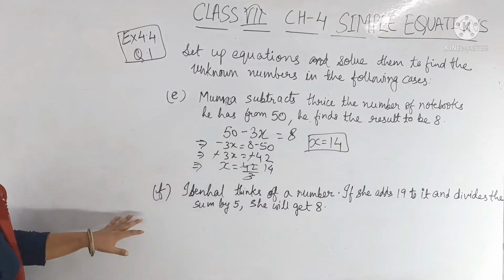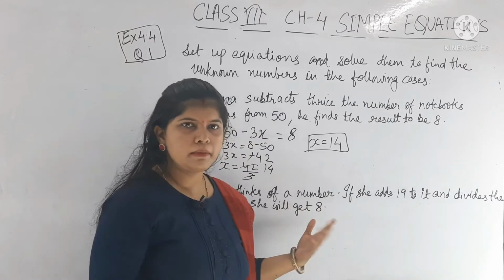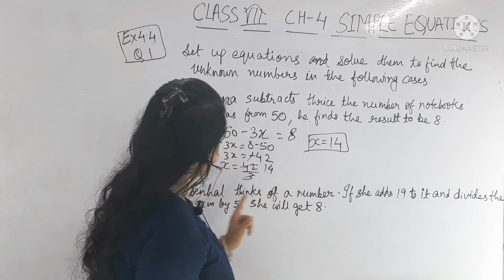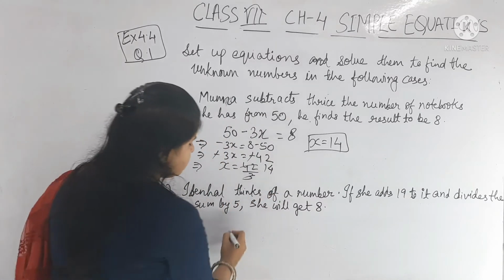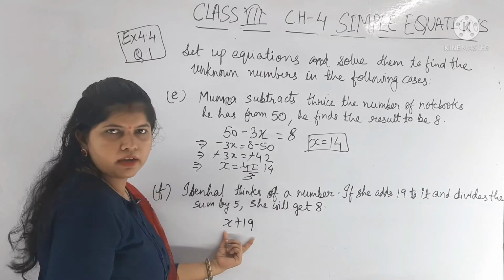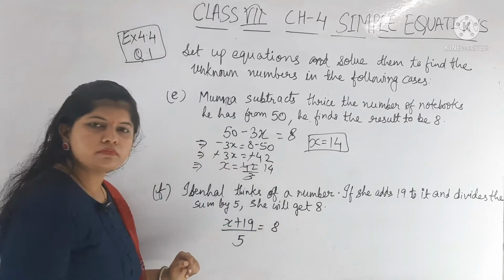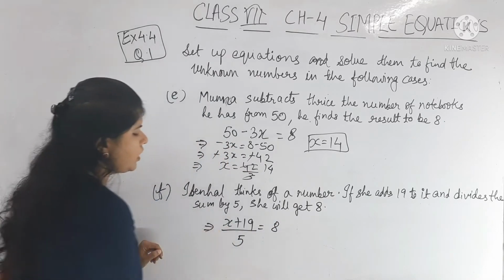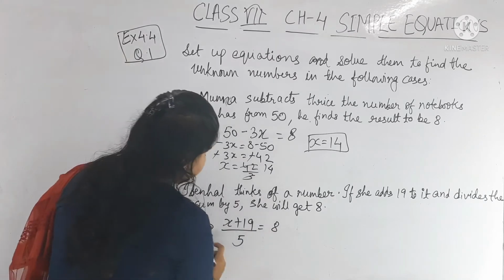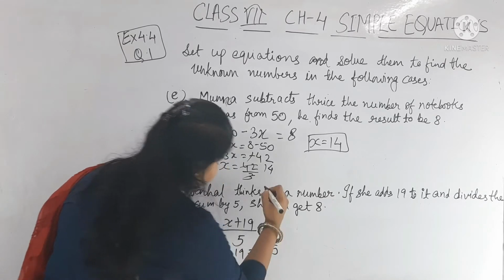Okay. Now F part, Ibn Hal thinks of a number. Thinks of a number means let the number be x. If she adds 19 to it and divides the sum by 5, means x plus 19, and whole divided by 5. She will get 8. Like this you have to form the equation. Now this 5 I will transfer here. x plus 19 equal to 8 into 5.